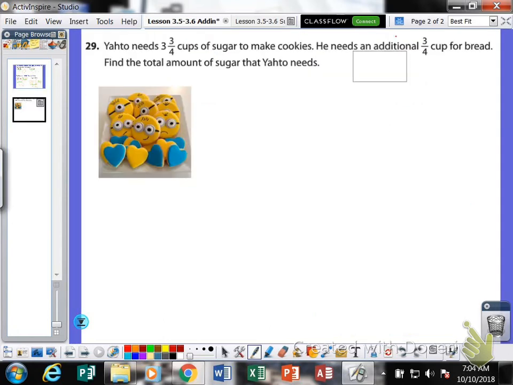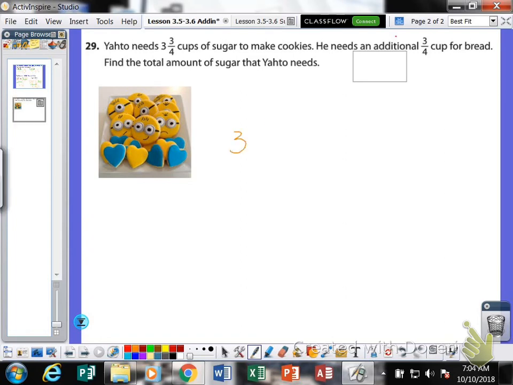Yato needs 3 3/4 cups of sugar to make cookies. He needs an additional 3/4 cups for bread. Find the total amount of sugar that Yato needs. So he needs 3 3/4 for cookies and then an additional 3/4 cups for making bread. How much does he need in all?